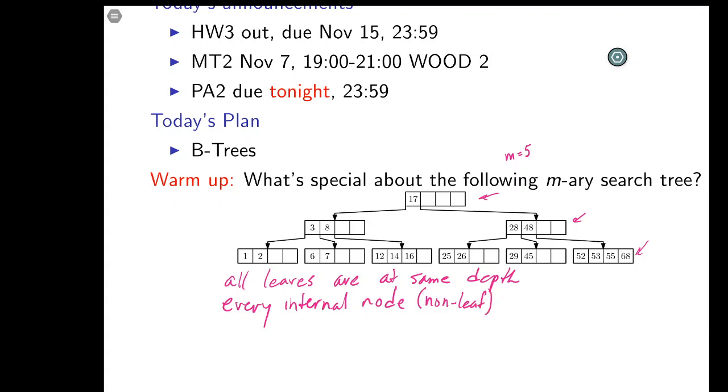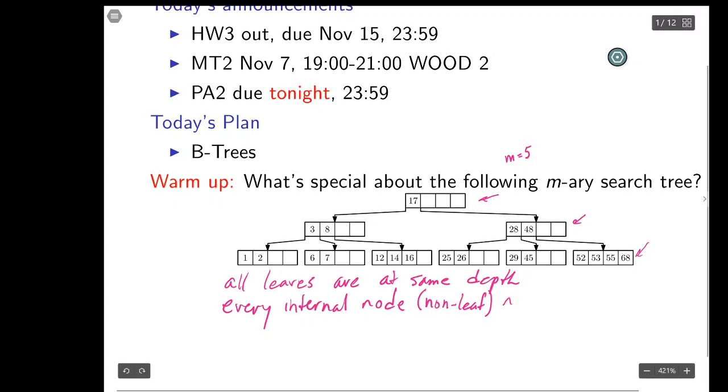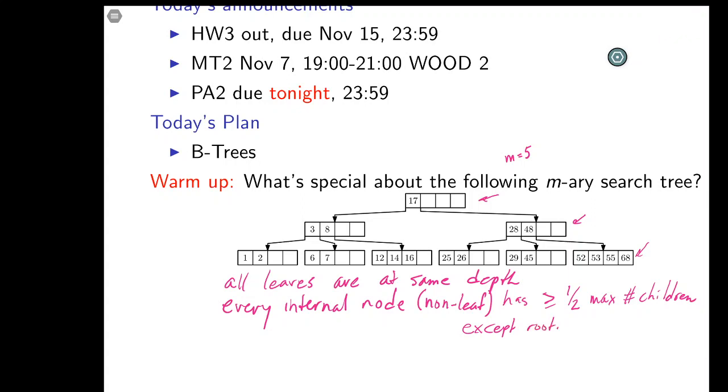Okay, anyway. Every internal node, non-leaf, has greater than or equal to half of the maximum number of children, except for the root. That's another interesting property of this tree. Why are those good properties for a search tree, an M-ary search tree? I claim they're good. In what way are they good?